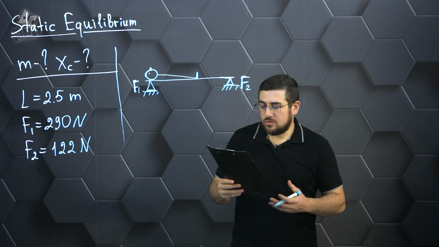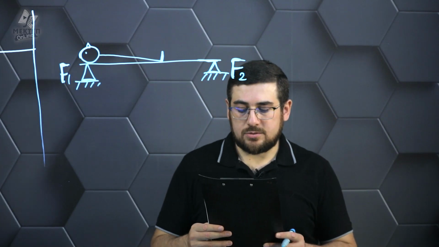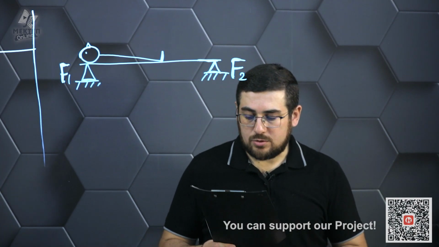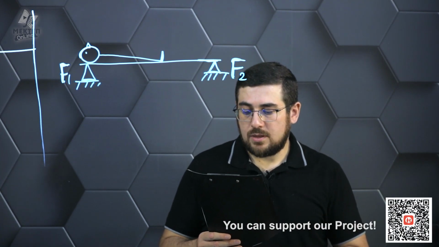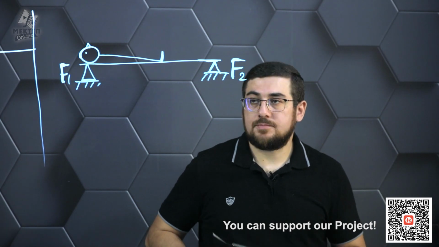The left scale reads 290 newtons, which is force F1. The right scale reads 122 newtons, which is force F2. Question: find the mass of the student, and find the distance from the student's head to their center of mass.